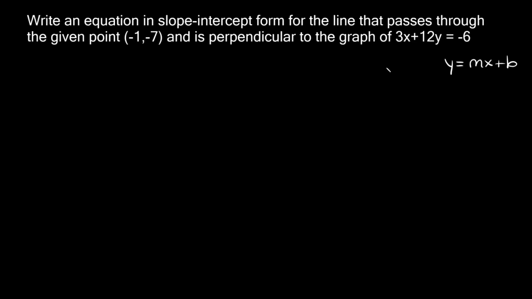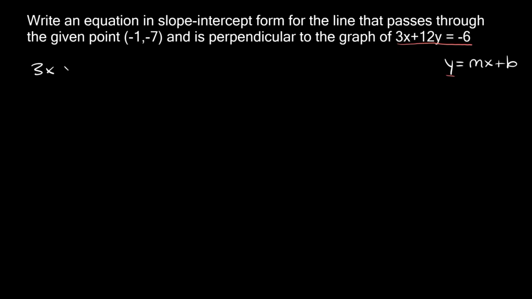All right, so the first thing we want to do here is rewrite this equation that it gives us, 3x + 12y = -6, in slope-intercept form, which is y = mx + b. As you can see, we basically just have to get y by itself, right? So here we just need to solve for y. We need to isolate y.